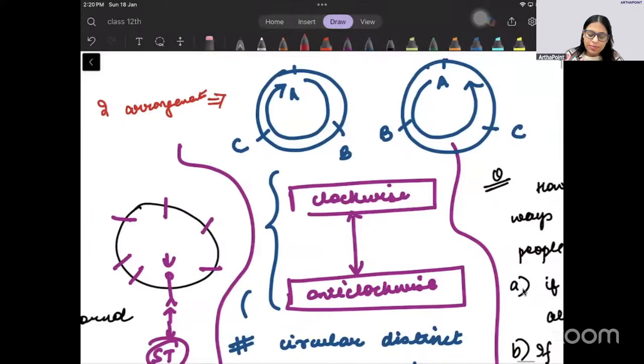And you will also tell me, ma'am, this was very simple. 3 minus 1 factorial, so 2 factorial, so 2. No problem. Right?